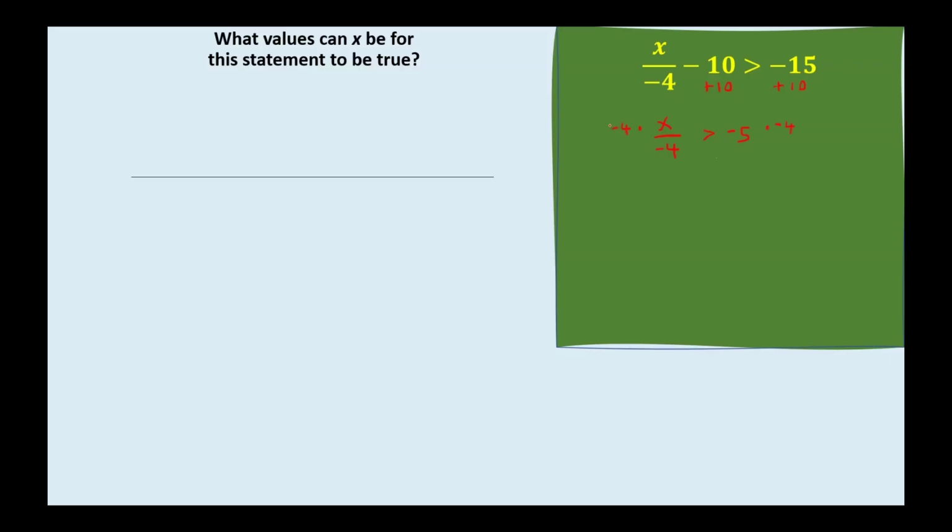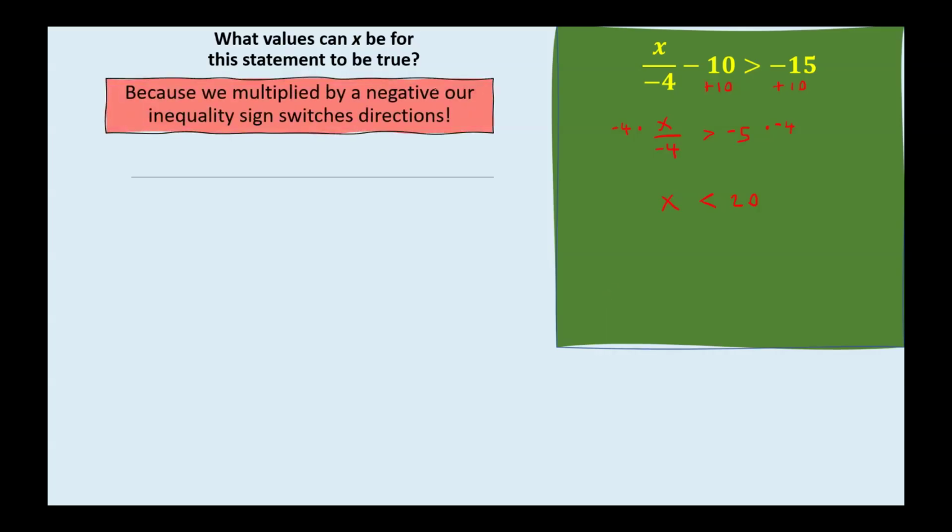If I multiply both sides by negative 4, the negative 4s cancel on the left side, so I'm just left with x. Now negative 4 times negative 5 is going to be positive 20. Because I multiplied by a negative number, I can't write x is greater than 20. I have to do the reverse and switch the sign. So x is actually less than 20. Now let's check our work to see if this is true. Because we multiplied by a negative, our inequality sign switches direction.